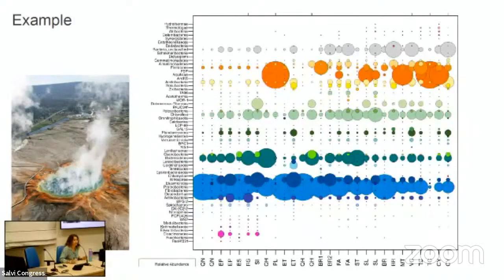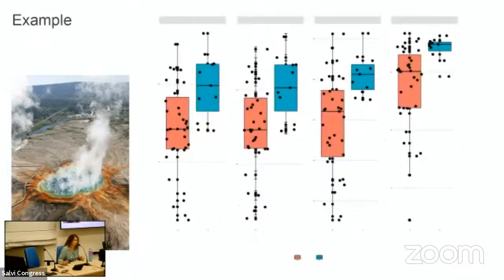You can even do something like this with 16S. You can choose a specific group of microbes you're interested in, and you can see the dimension of the bubbles is related to how abundant it is, okay? Across different sites, how abundant is that specific group. And then with 16S, you can do a lot of other very interesting things.